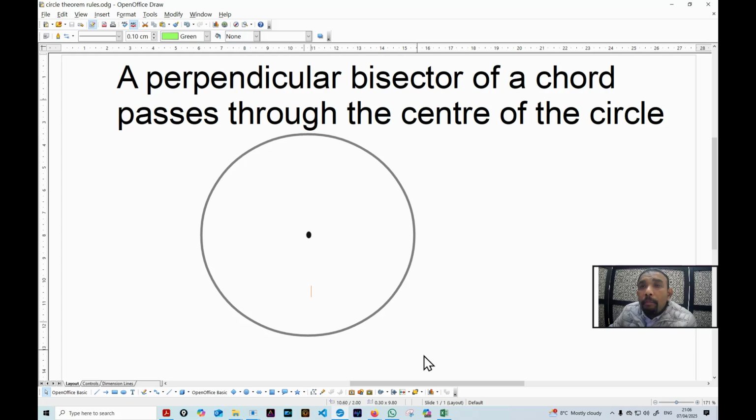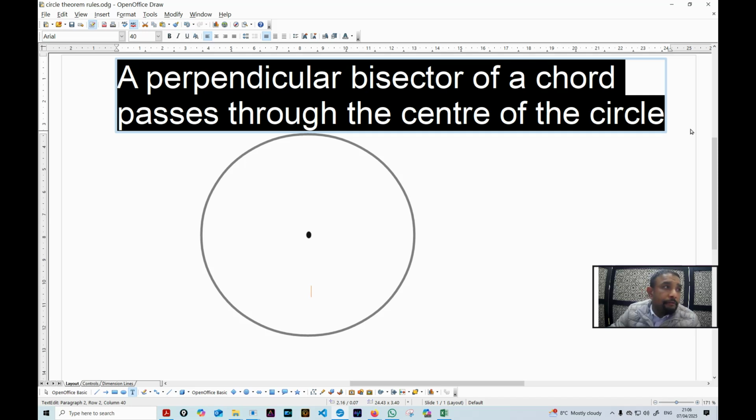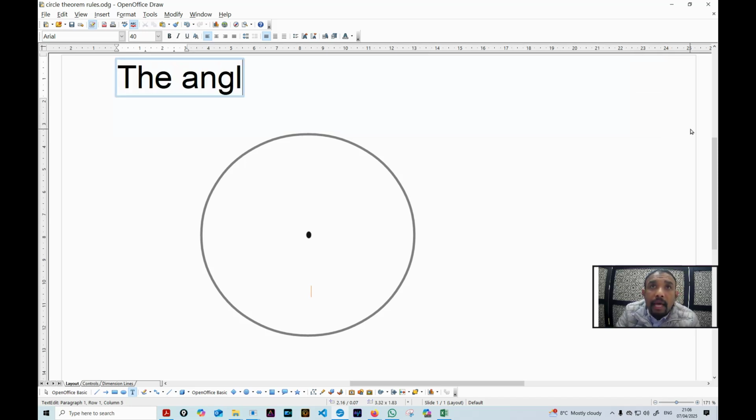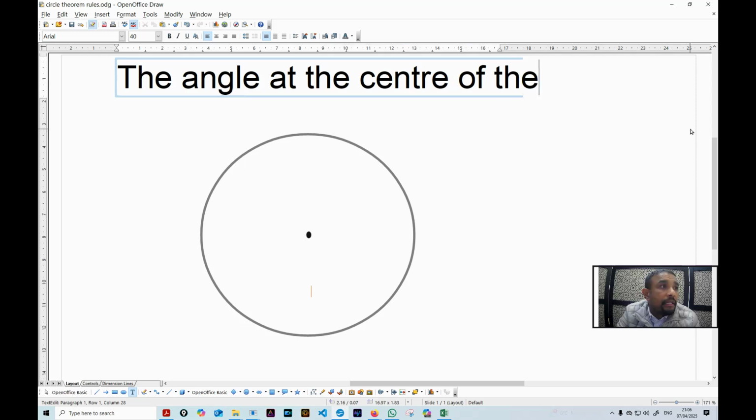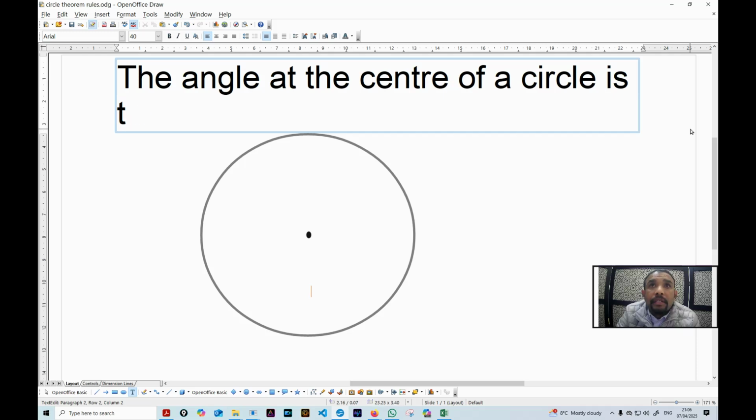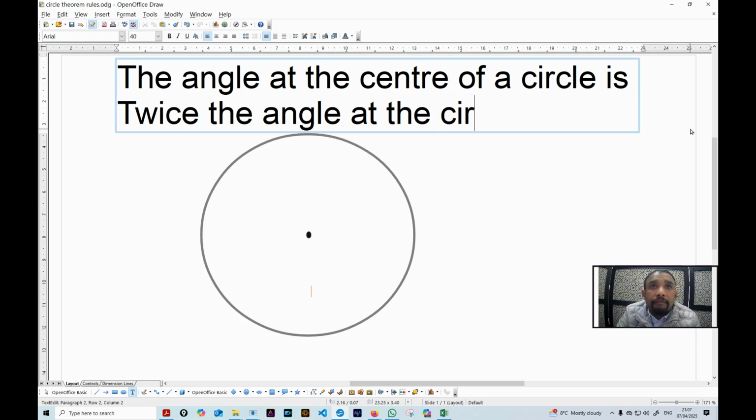Rule number 4. I will type it here. Carefully read it. The angle at the center of a circle is twice the angle at the circumference.